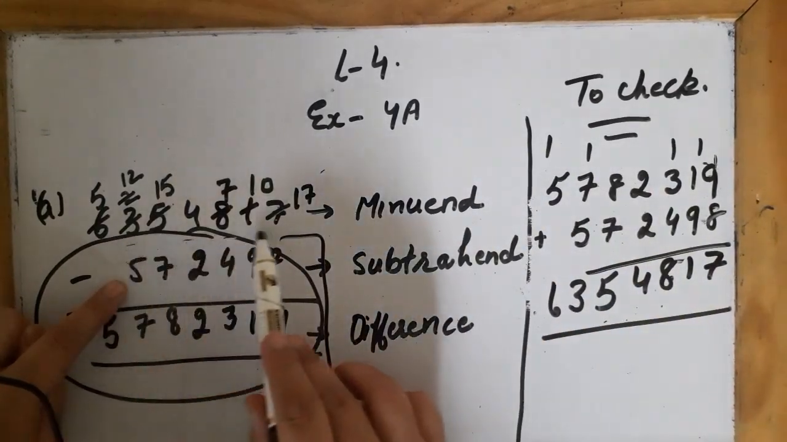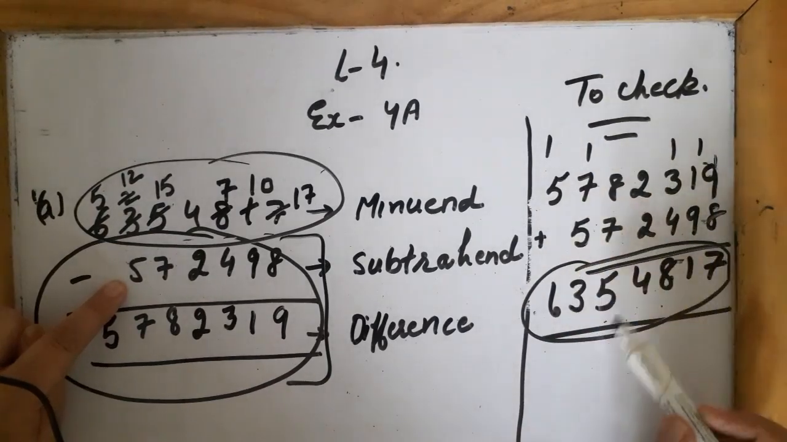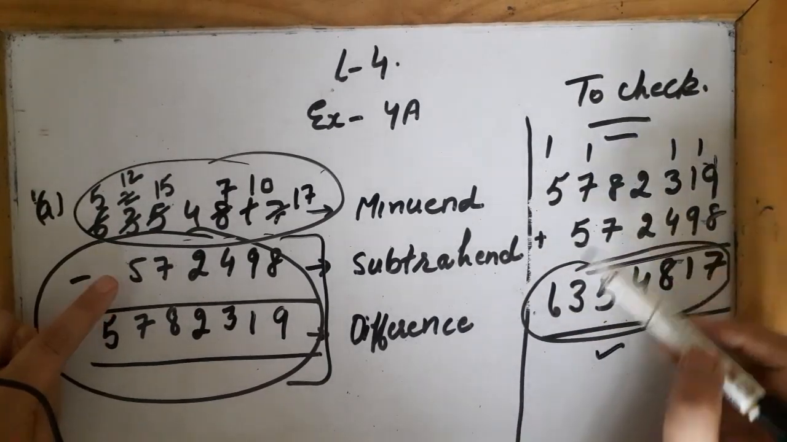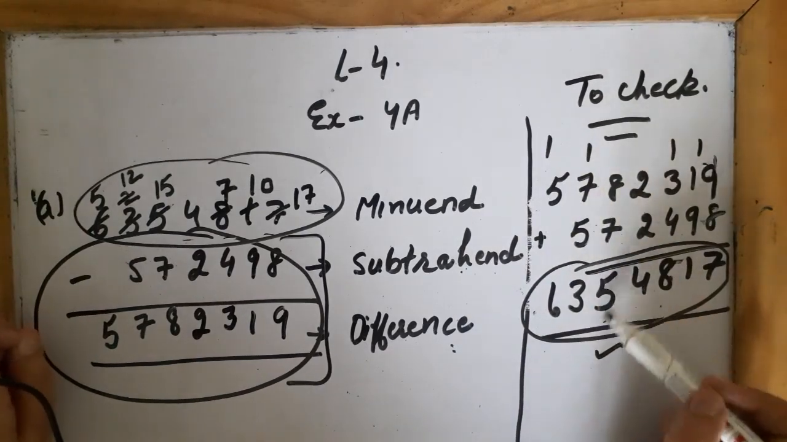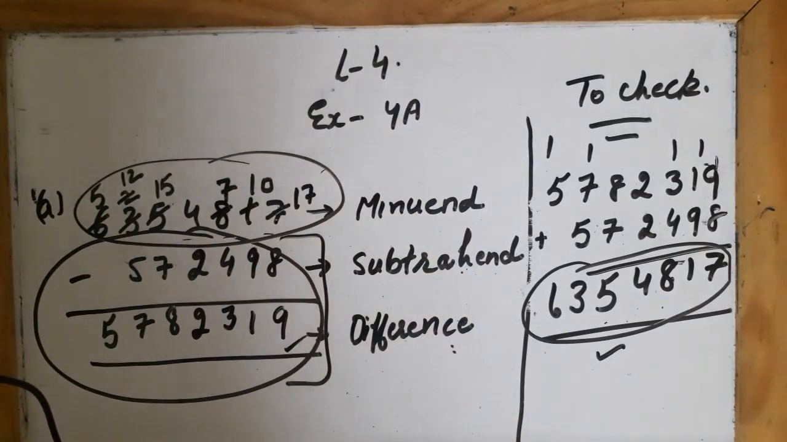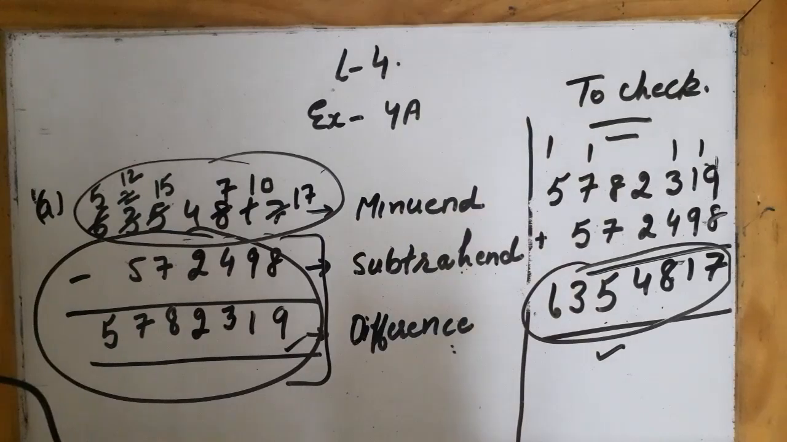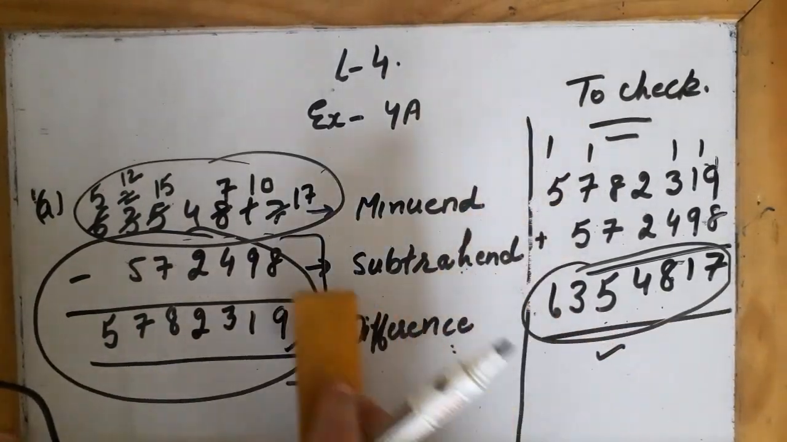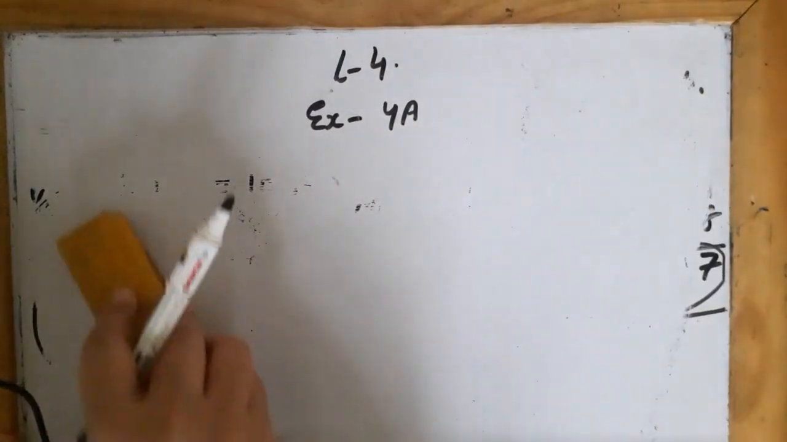Now you can see 6354817. The same larger number I am getting after adding the difference and the subtrahend. So this means that the difference which I had taken out was correct and I have checked my answer. Okay, so should I do one more sum? Okay, let's do the B part.